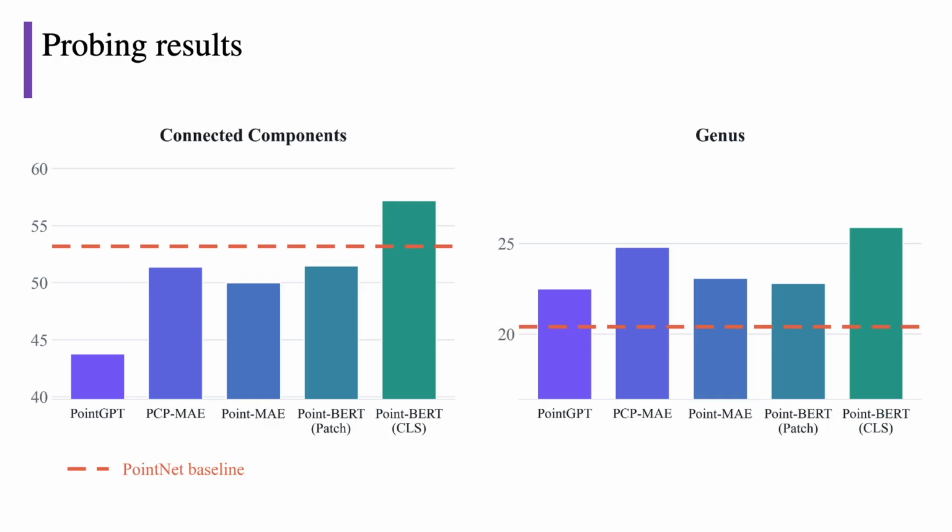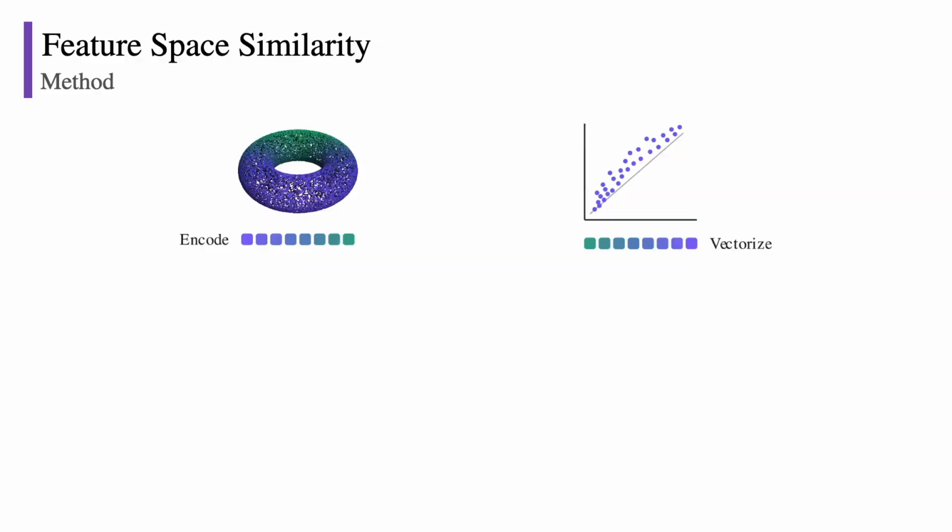We first tested these encoders by probing their frozen features to predict the global labels from the Donut dataset. Our probing results showed that existing encoders retain only limited global topological signals. As you can see, their performance across models like PointGPT, PointMAE, and PointBERT is only marginally better than a PointNet baseline trained entirely from scratch. However, global labels don't tell the whole story.